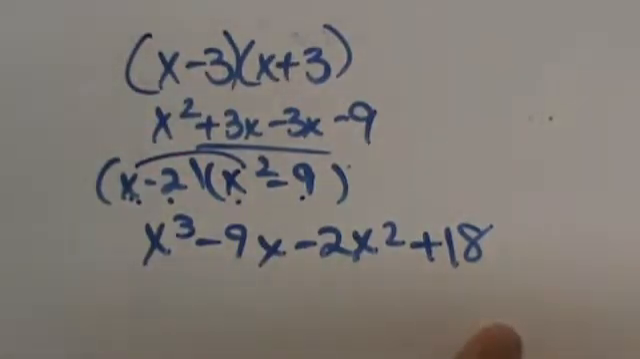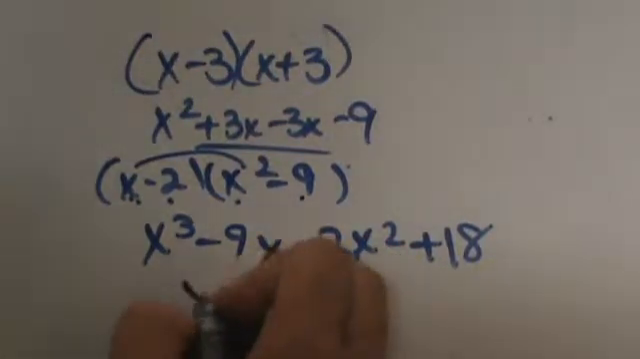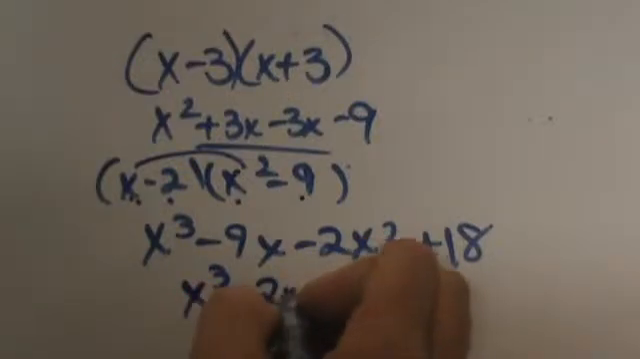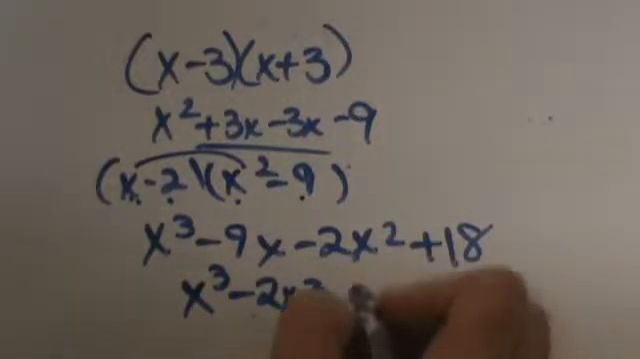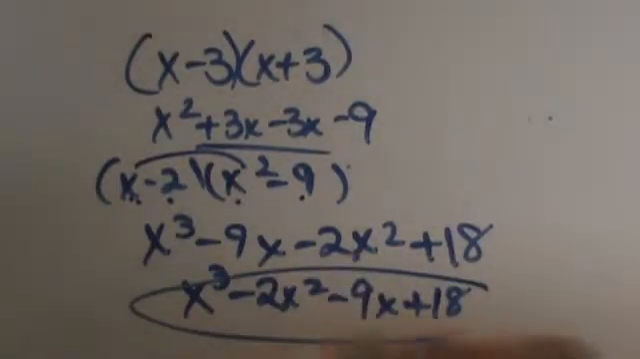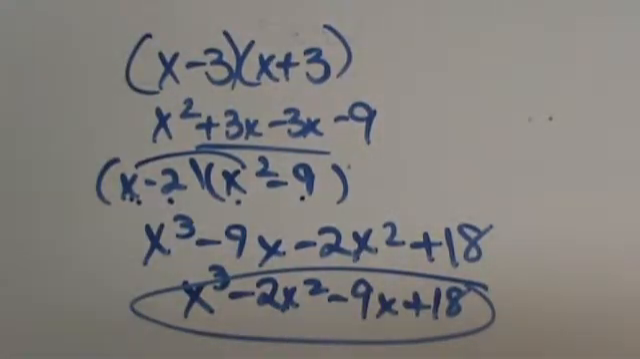Now, this is close, but this actually isn't the correct answer. We need to put it in descending order, and notice that square is back here. So I'm going to have to bring down x cubed, and then write my negative 2x squared next, then the negative 9x, and then 18. Now that's in the correct form. So there's my answer. Okay, so that was number 5.